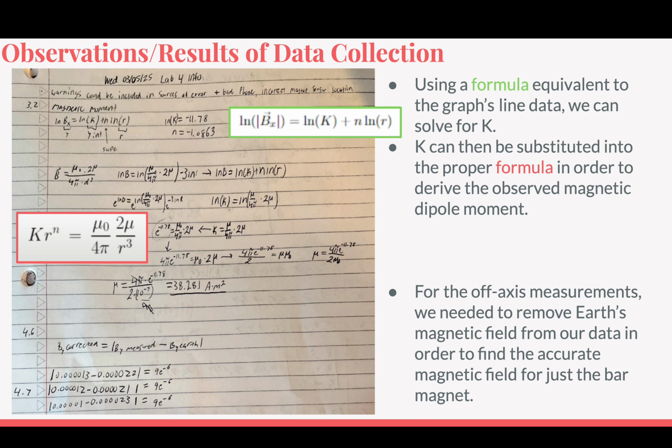Using a formula equivalent to the graph's line data, we can solve for k. The formula is shown to the left, and it's one of the formulas mentioned in the introduction. K can then be substituted into the proper formula, which again was shown and explained in the introduction, in order to derive the observed magnetic dipole moment.